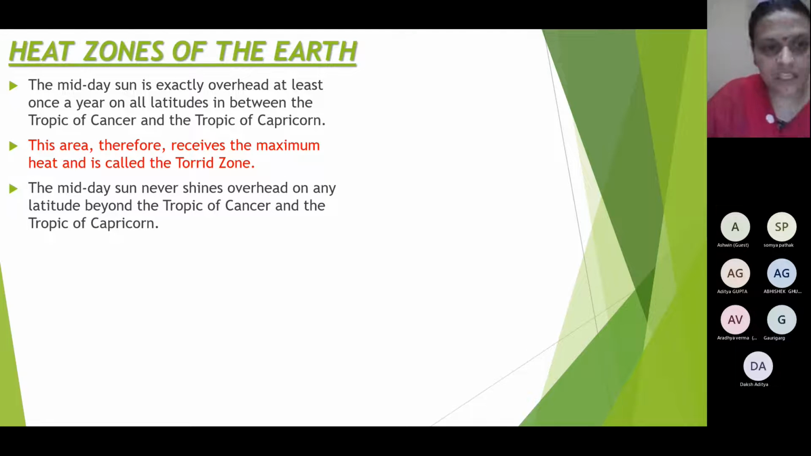Now the midday sun never shines overhead on any latitude beyond the Tropic of Cancer and Tropic of Capricorn. Can you tell me the reason why it is not exactly striking, but a little slant? Why? Because the sun rays are slant.